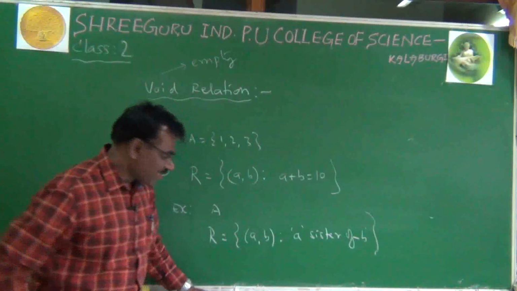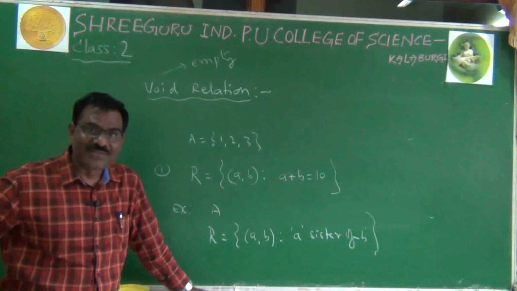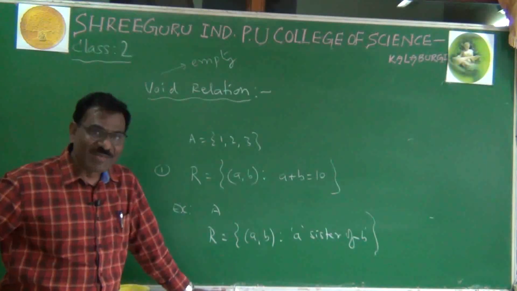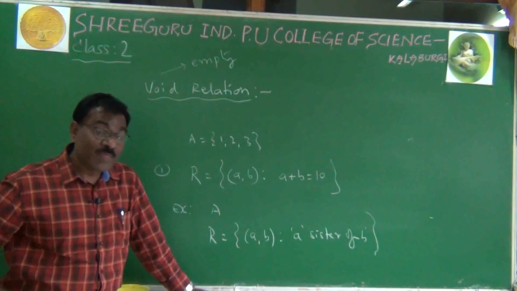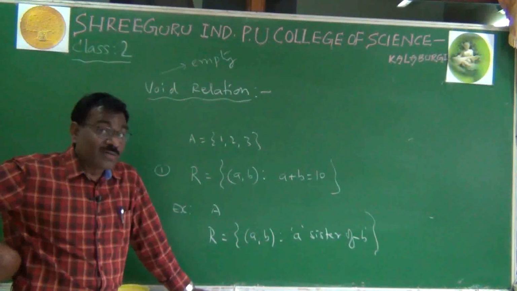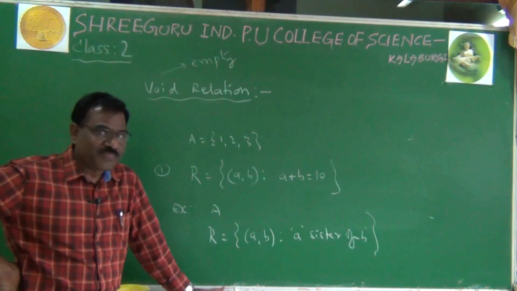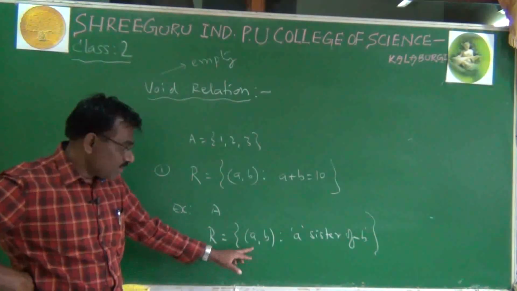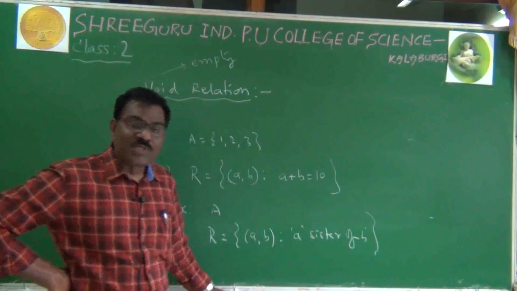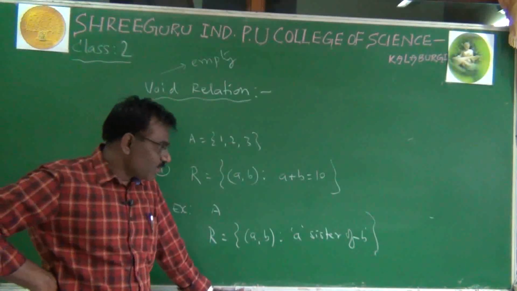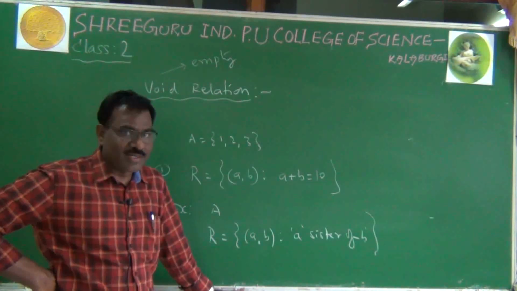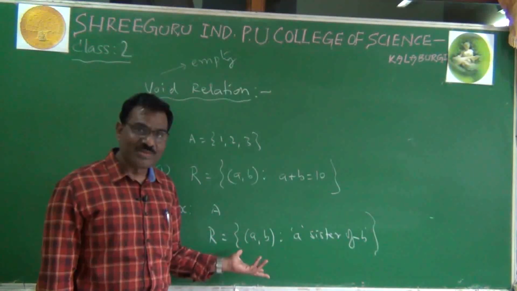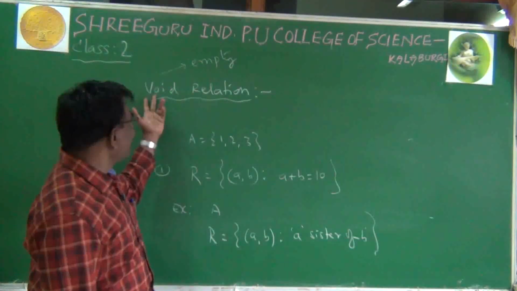When I am taking this example, students suddenly start laughing. Sir, what are you telling wrong? Wrong means it is empty, only this. Because in a boys' class only boys are there. The relation R is (A, B), A is a sister of B. A is a sister of B means there are no sisters, no girls, only boys are there. So this is also a good example. This is also called void relation.